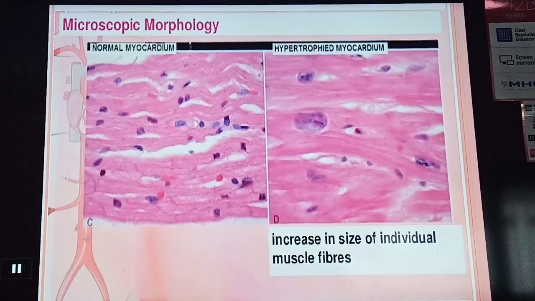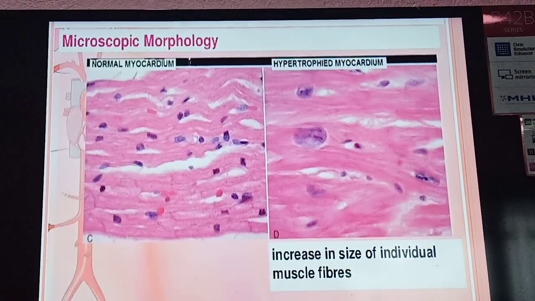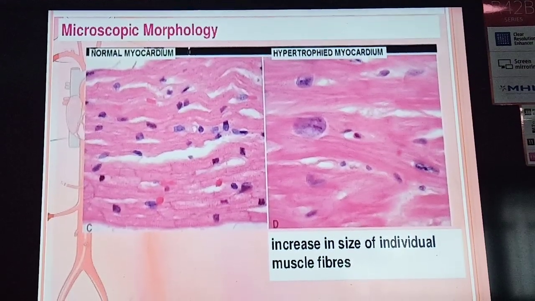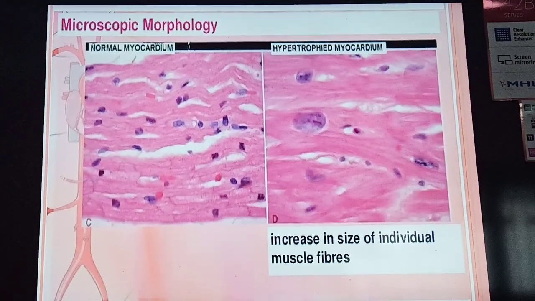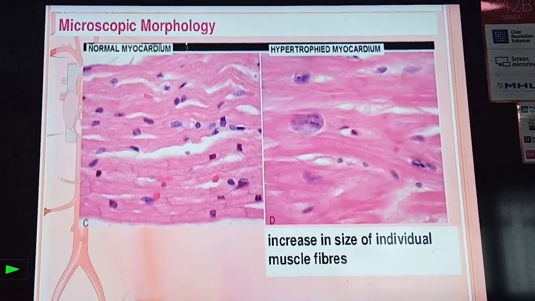So these are the microscopic pictures of the normal myocardium and the hypertrophied myocardium. In the hypertrophied myocardium, there is an increase in the size of the individual muscle fibers.